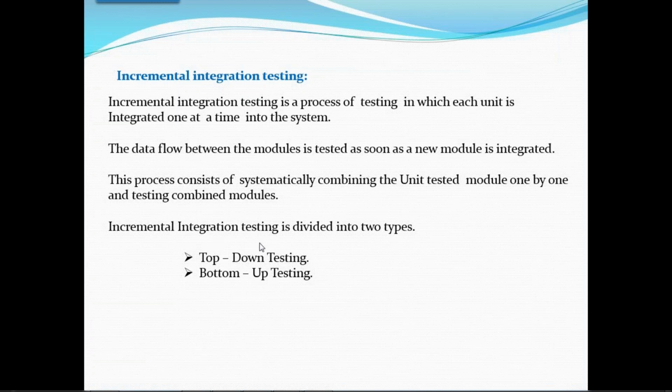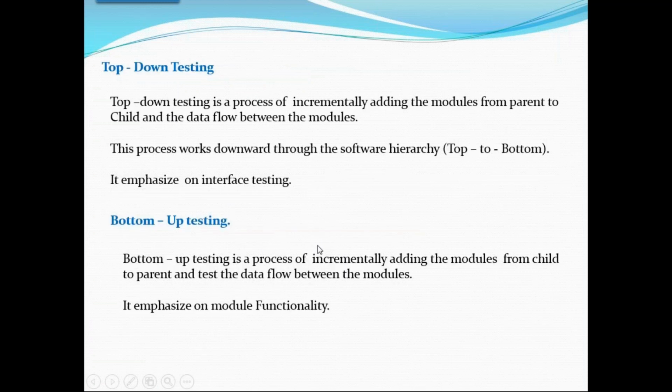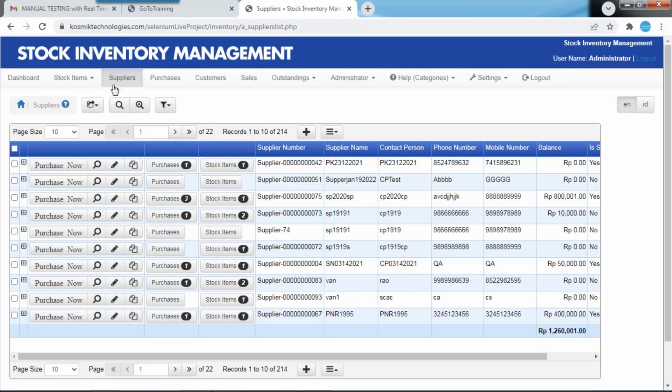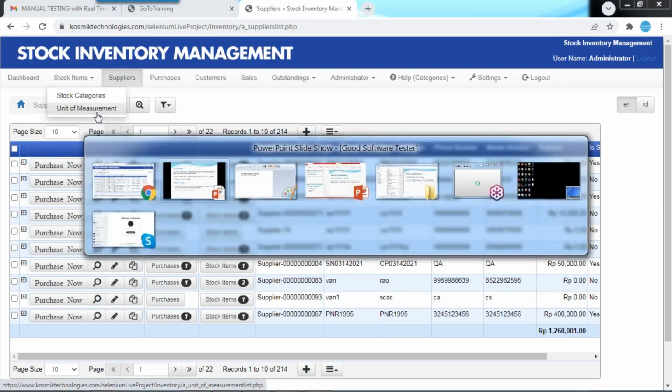Incremental integration testing is divided again into two types: top down and bottom up. You know this, right? This is the common thing. Interview question: what is top down testing and what is bottom up testing? Top down testing is the process of incrementally adding the modules from the parent to the child. Suppose this is the parent: stock item is the parent. Under the parent, we have child items, right? Stock category, unit of measurements. So you need to check that.